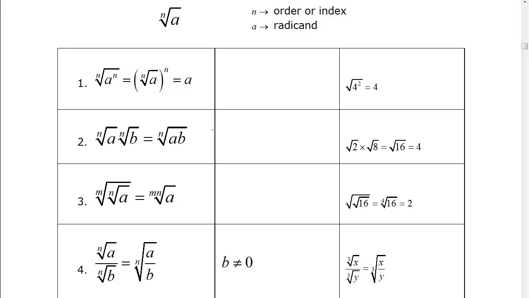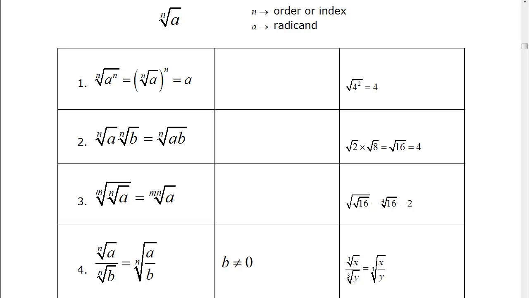In this video, we're going to look at how to simplify radicals. And we have four properties of radicals here, or four rules for radicals. And these just come from the rules for exponents and fractional exponents, only now instead of writing them with exponents, we're writing them with a radical sign.